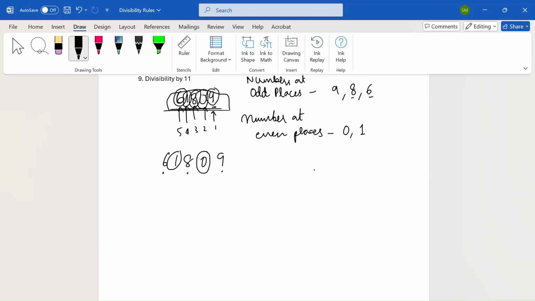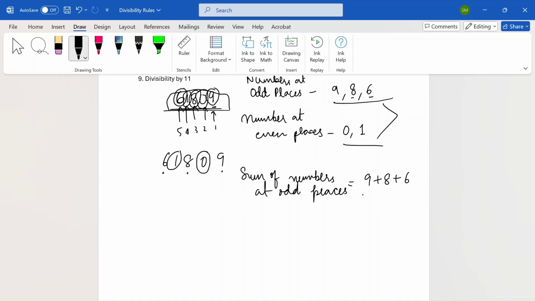So now what do we do? First we will add the numbers at odd places, then we will add the numbers at even places, and then we will subtract both of them. So sum of numbers at odd places: 9 plus 8 plus 6. What is it? It is 23.